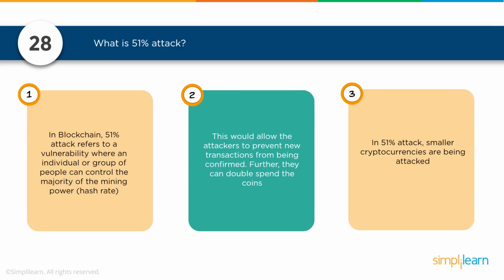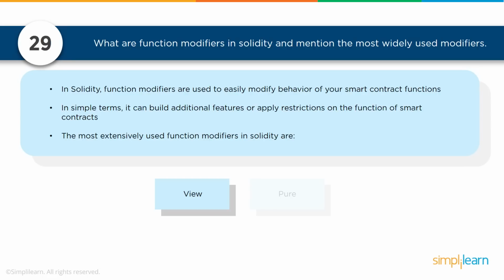What are function modifiers in Solidity, and mention the most widely used modifiers. In Solidity, function modifiers are used to easily modify the behavior of your smart contract. It can be associated with a function, and then whenever a function is called, the modifier is called before the main function. In simple terms, it can build additional features or apply restrictions on the functions of smart contracts.